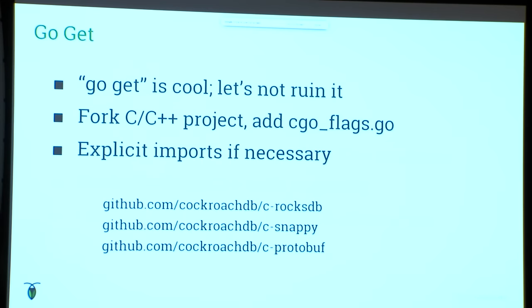But the really great thing about it is that you can import RocksDB directly into a Go program, and the whole Go toolchain knows what to do and is able to download RocksDB and compile it appropriately. Also, we need C Snappy, and we have CLZ4 and C Protobuf. All these things are downloaded from these projects that we have within the CockroachDB repo. I think there are already some other people that are using not just RocksDB, but C Snappy and some of the other ones. So feel free to use those. That's it. Thanks.